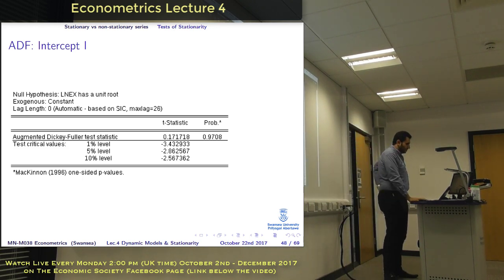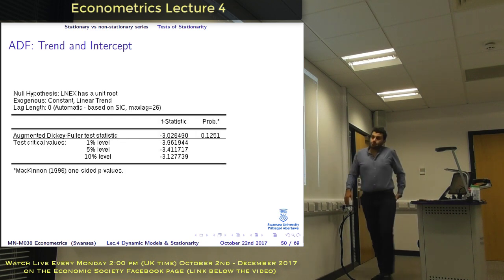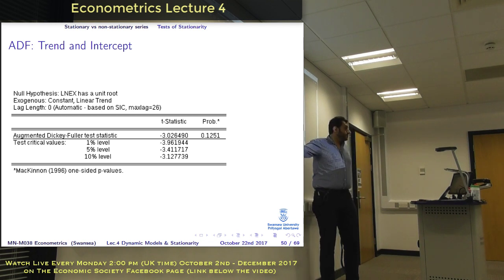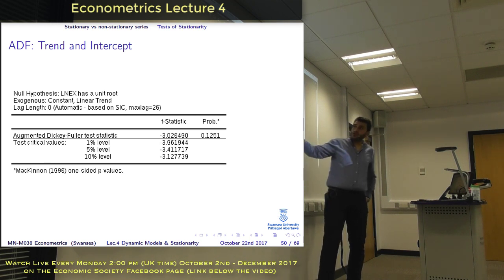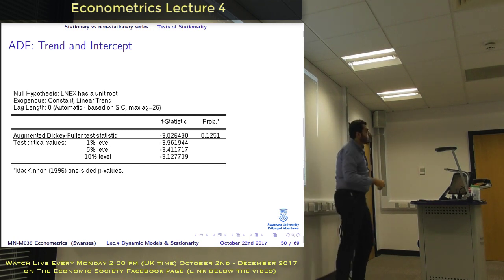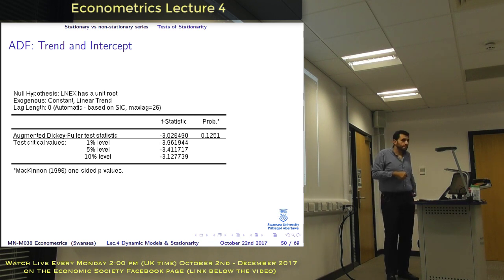So this is the first, if we have it with drift, and this one with both, so we have trend and intercept. Again, the same decision. It is non-stationary, so we can't reject the null hypothesis, and since we can't reject the null hypothesis of unit root, that means it is non-stationary. It is not a stationary series.